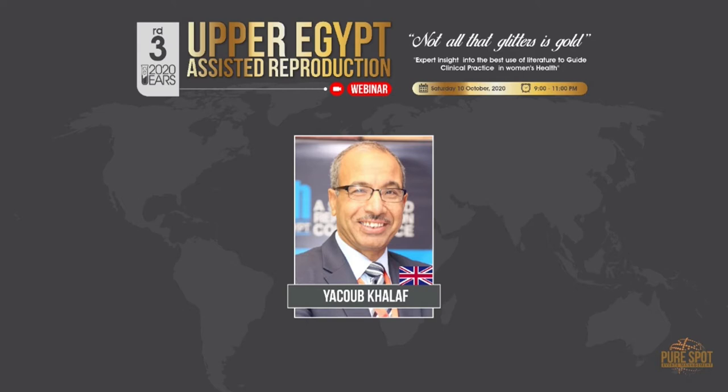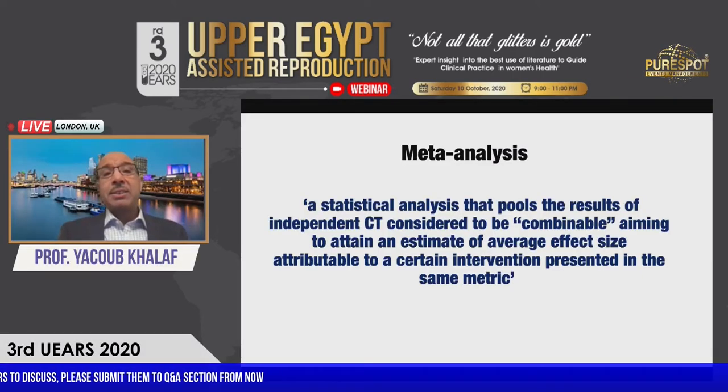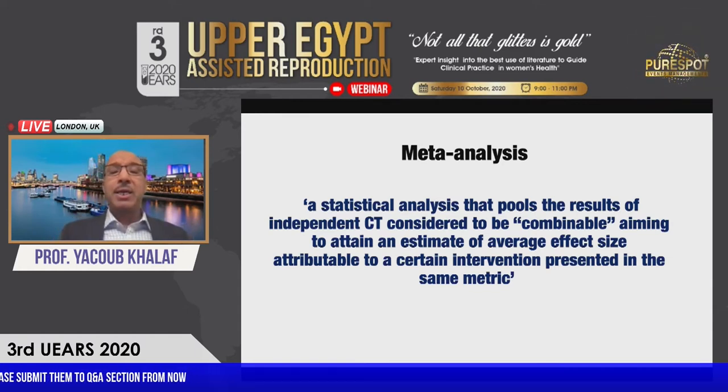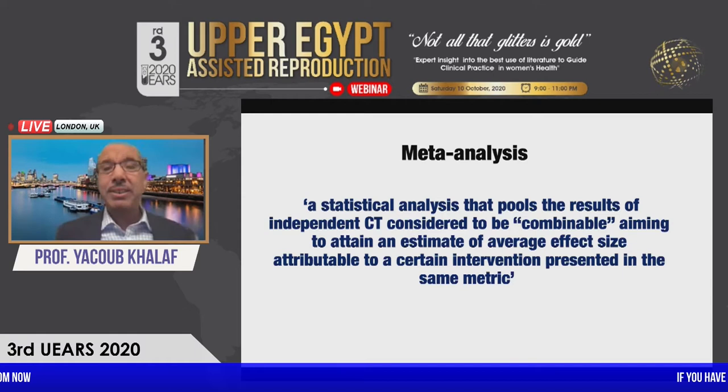So we talk about meta-analysis. I'm just scratching the surface, but you will hear more in depth later. We know that meta-analysis is the statistical analysis that pools the results of independent clinical trials considered to be combinable, because if they are not, that is just not leading to anything. It aims to attain an estimate of average effect size attributable to a certain intervention.